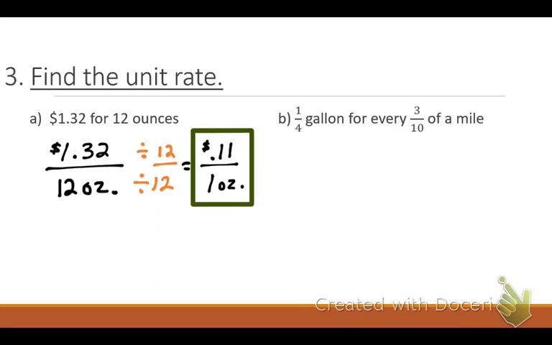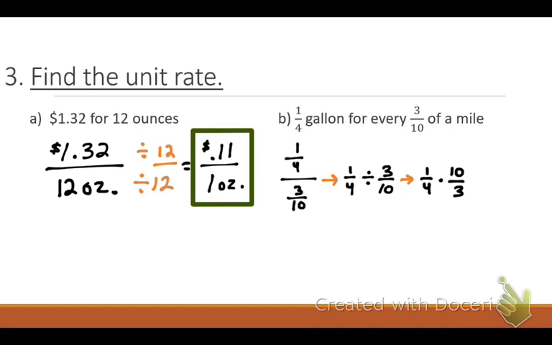Okay? All right, for the next one, I have 1/4 gallon for every 3/10 of a mile. What am I going to write down first? 1/4. Per what? 3/10. Per 3/10. What do I do next? Okay, we're dividing 1/4 divided by 3/10. What do I do next? Okay, keep the first one, flip the second one, and change that operation.